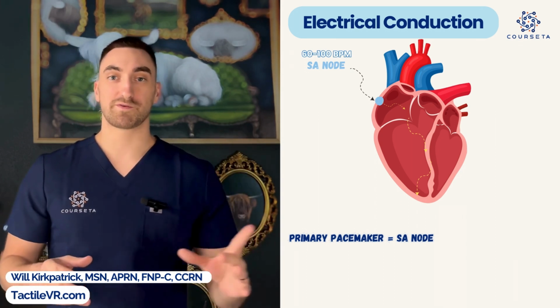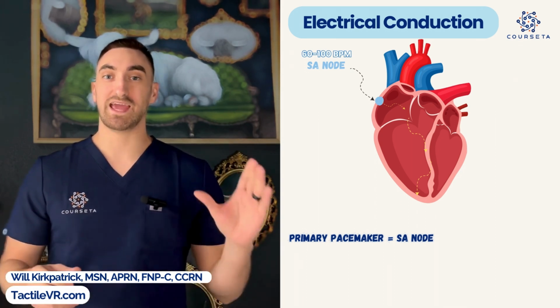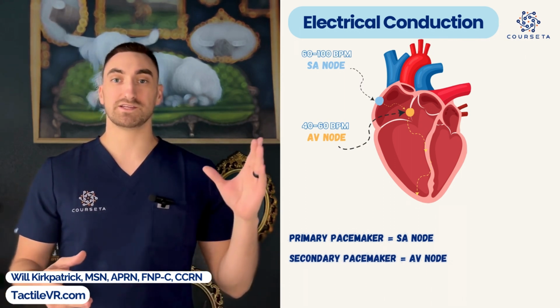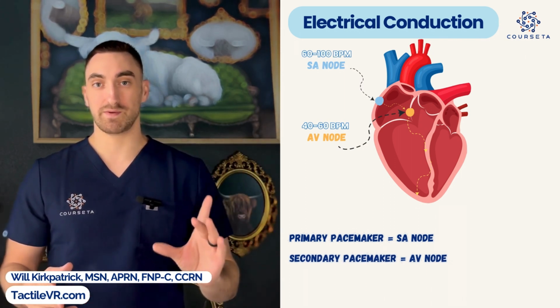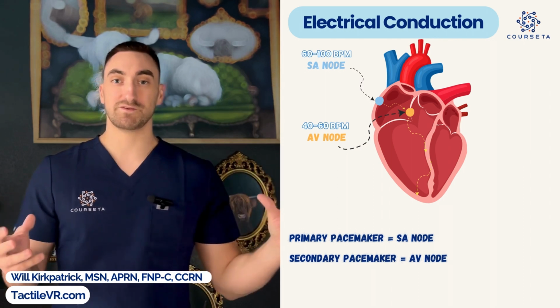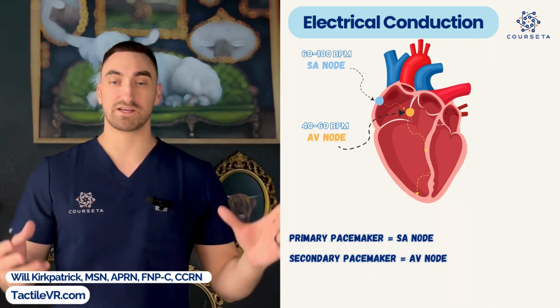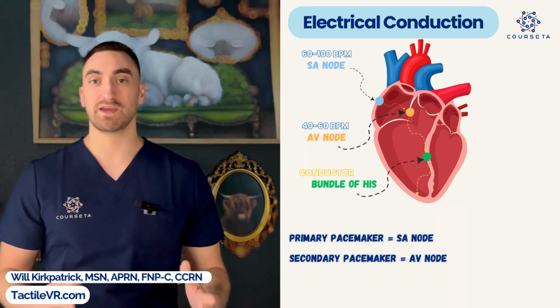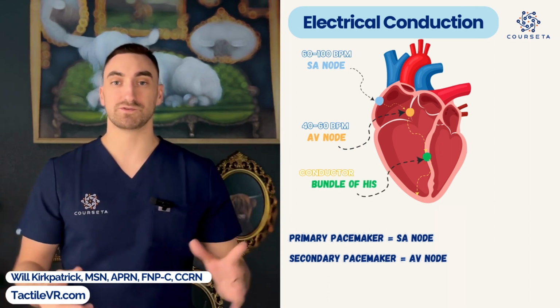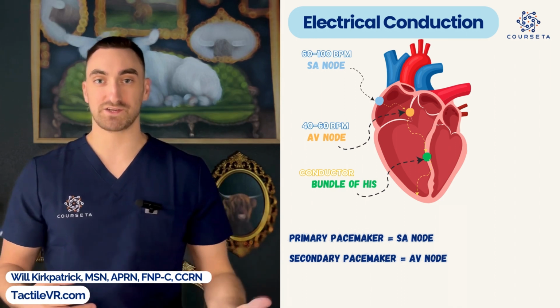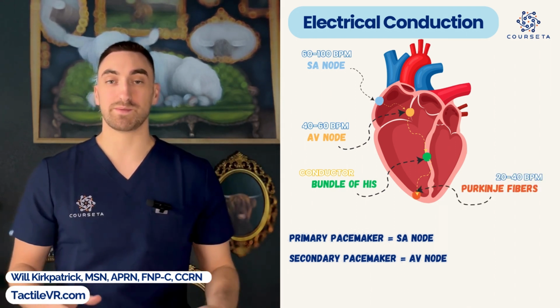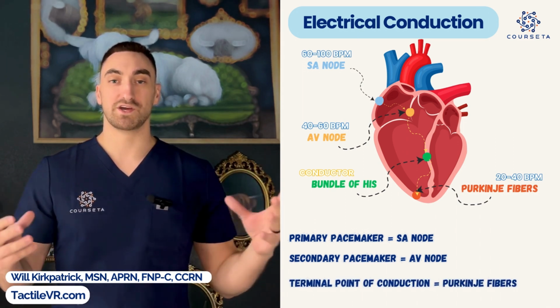Then if we move a little bit further down on that right atrium, we see the AV node. This is considered the secondary pacemaker. Now this is 40 to 60 beats per minute, which of course, if the SA node fails, then we have the AV node that takes over. Then we have something called the bundle of His. This is the pathway from the atrium to the ventricles to stimulate a ventricular contraction, which then leads to the Purkinje fibers.